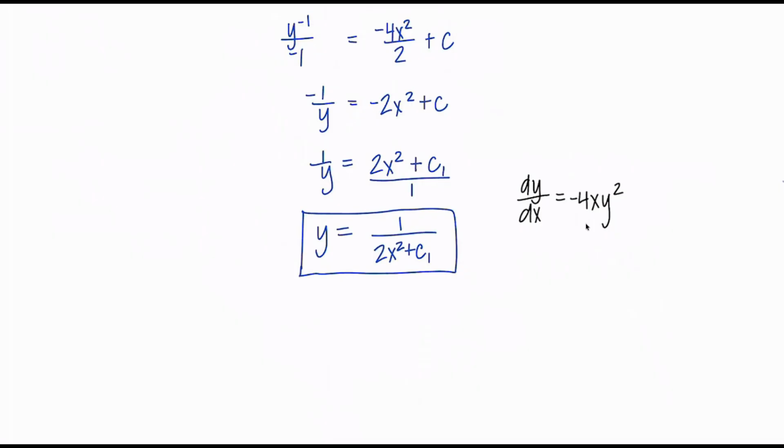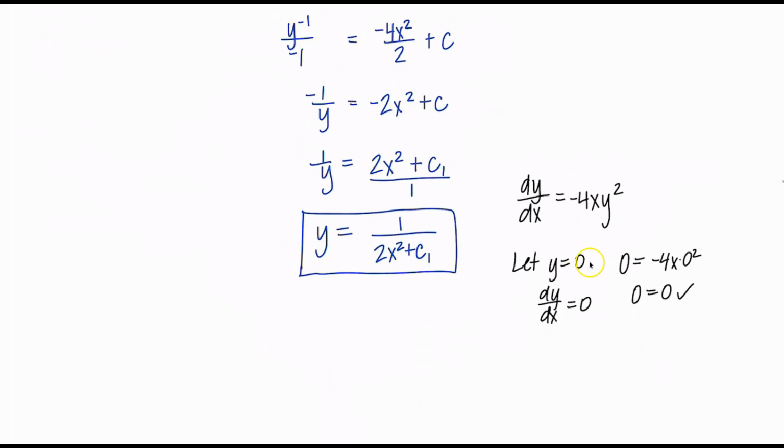But there is a more trivial solution. If we look at this y value over here, and we think about letting y equal 0, well, if we let y equal 0, and then take the derivative, dy/dx is also equal to 0. So if I substitute y equals 0 on the right and dy/dx equals 0 on the left, I am also going to get a true statement. I'm going to get 0 equals negative 4x times 0 squared, or 0 is equal to 0.